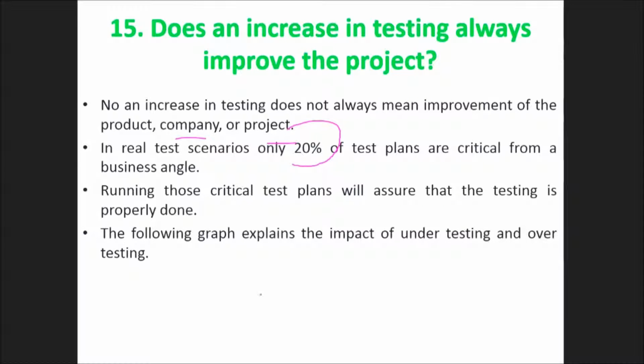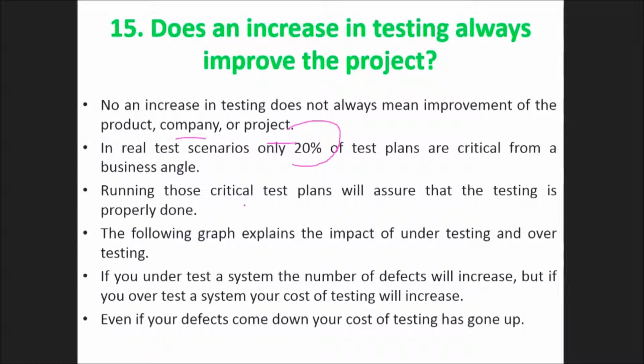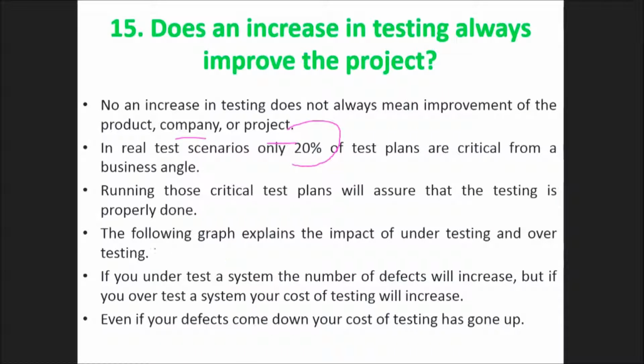In the graph which is coming, the impact of under testing and over testing is shown. If you under test a system, the number of defects will increase. But if you over test a system, your cost of testing will increase. Even if your defects come down, your cost of testing has gone up. I'll show this again sometime because there is a part 2 also.